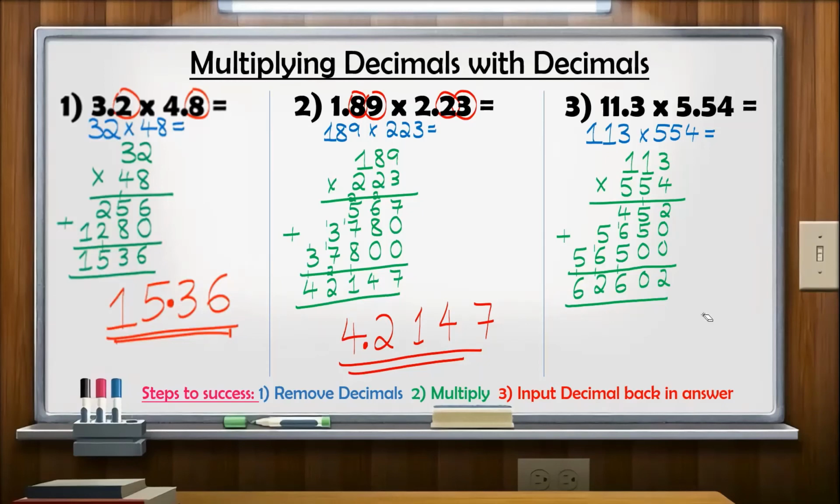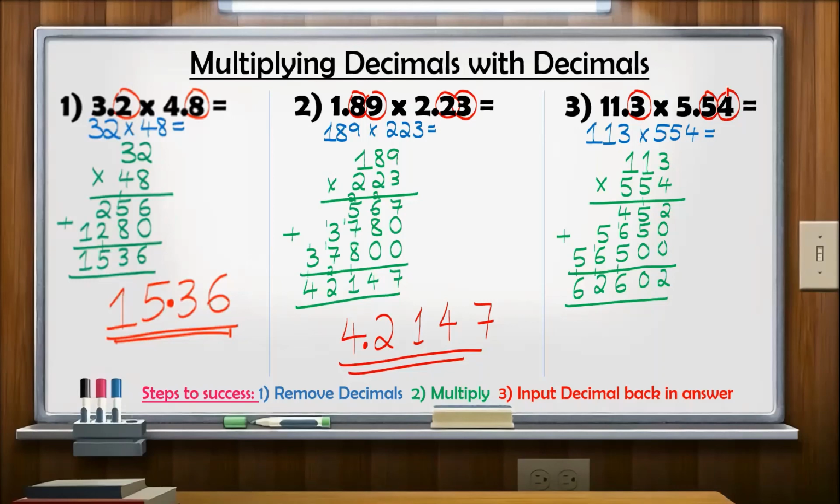Finally, step 3, I'm going to use my answer to 113 times 554 to help me get my overall answer for my original question. In order to do that, I'm going to count how many numbers are there after a decimal point in my whole question. So I can count 1, 2, and 3. So therefore, that means there are going to be 3 numbers after my decimal point in my final answer.